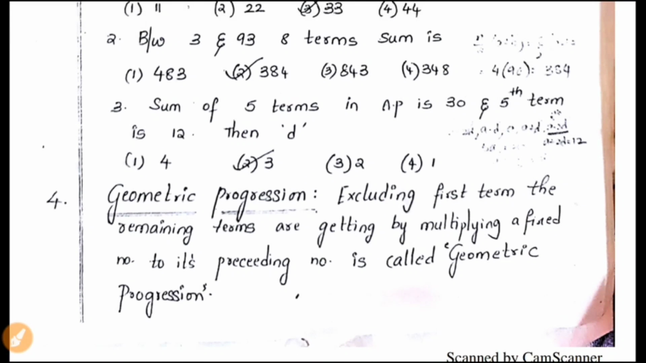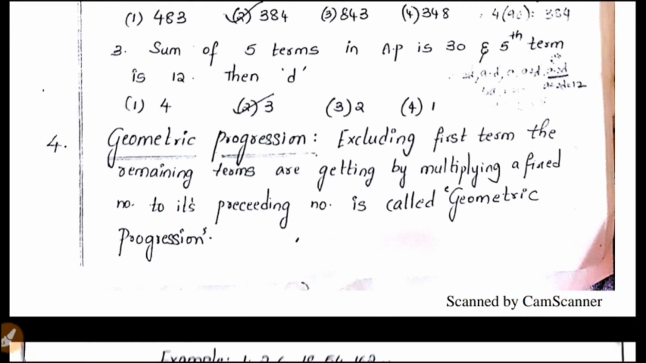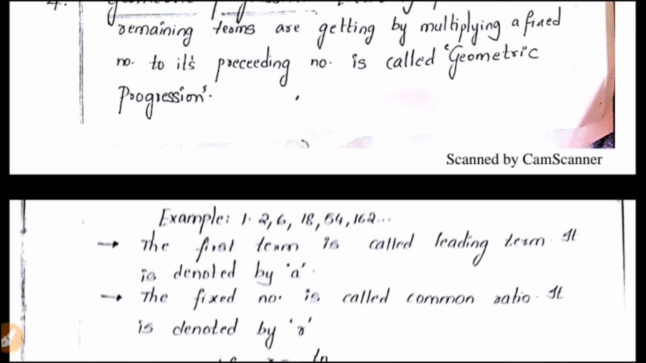Next, geometrical progression. Here also we are excluding the first term. So excluding the first term, the remaining terms are getting by multiplying a fixed number to its preceding number, which is called geometrical progression. In the previous one we were adding the fixed number to its preceding number. Here we are multiplying the fixed number to its preceding number. That is the difference. Example, 2, 2 3s are 6, 6 3s are 18, 18 3s are 54, 54 3s are 162. So we are multiplying with 3, so we are getting the geometric progression.